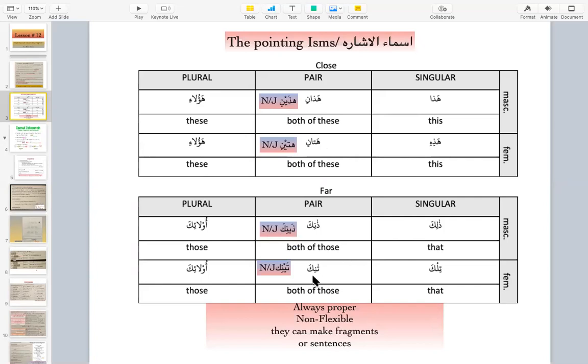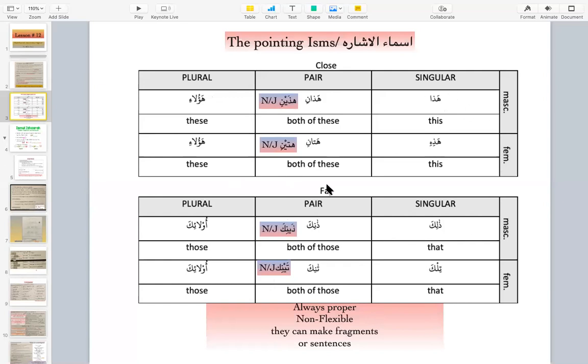And for tanika, the nasab and jar version is tainika. So these dual ones show some flexibility. They have different versions for nasab and rafa. Rafa is different, but nasab and jar are the same. So they show a little bit of flexibility, but the singular one and the plural one are fixed, non-flexible.